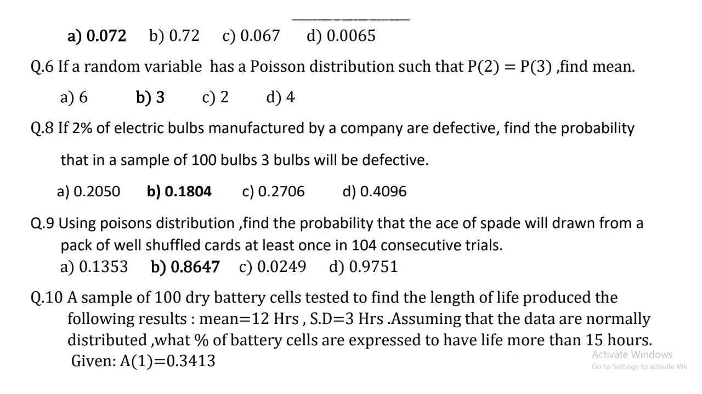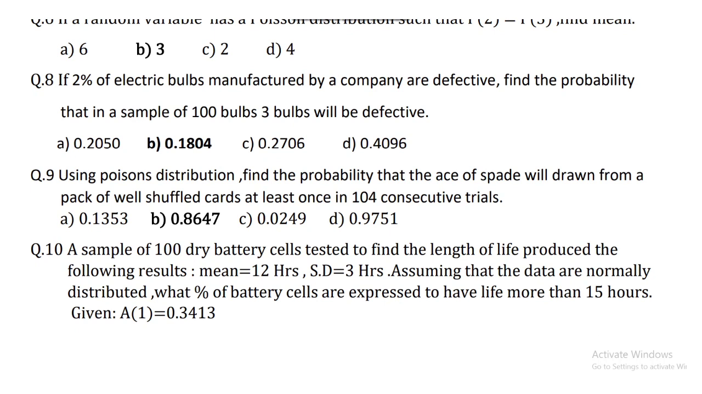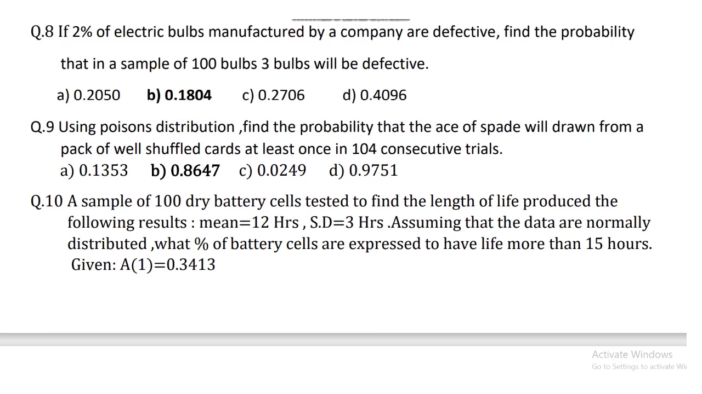Using Poisson's distribution, find the probability that the ace of spade will be drawn from a pack of well shuffled cards at least once in 104 consecutive trials, and the answer is 0.8647.